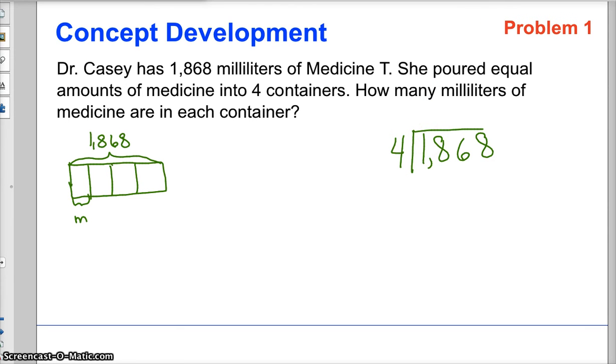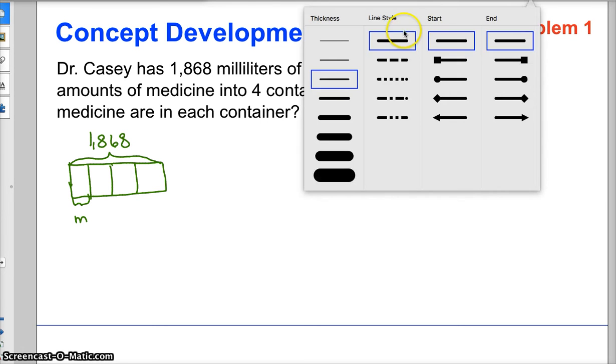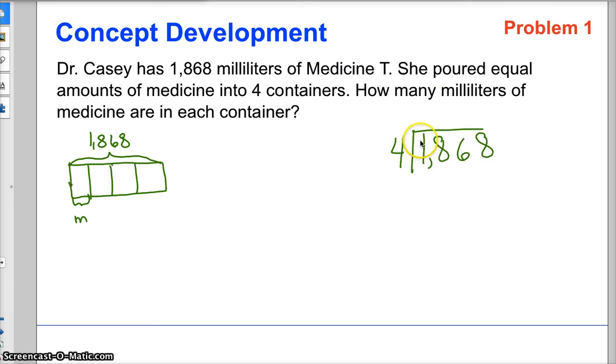Okay, here's my division problem just like before. Sorry, got to get my pen ready. I'm going to start again. Can I divide 1,000 by 4? The answer is no, so there will be no number above that 1,000. So now I'm dividing 18 hundreds by 4, and 4 goes into 18 4 times. 4 times 4 is 16. Subtract. And then bring down that next number. And now I'm ready to repeat my steps.